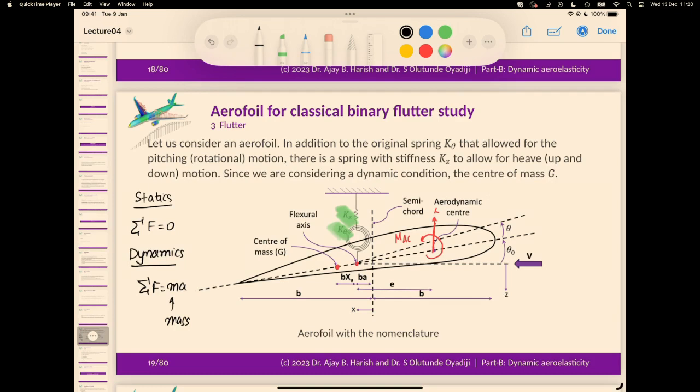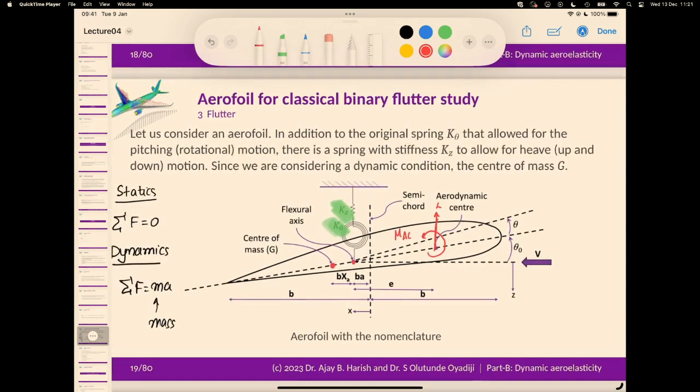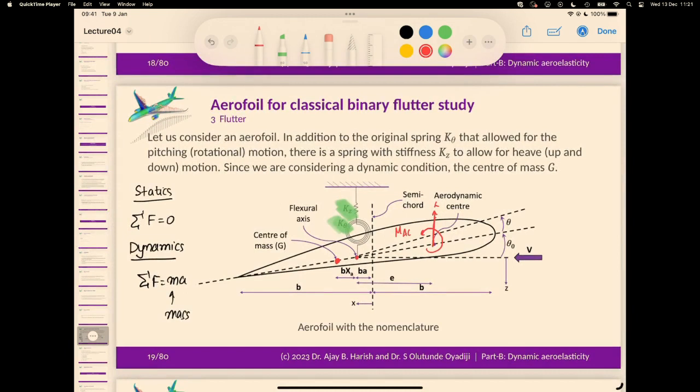Now writing a mass for this kind of complicated shape is a little more difficult, but we can always define a center of mass. All right, so we have defined the center of mass here that we have considered. And we want to see how we can use this center of mass.